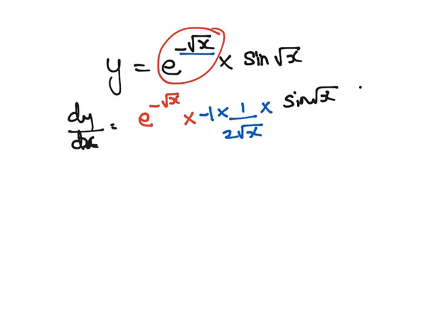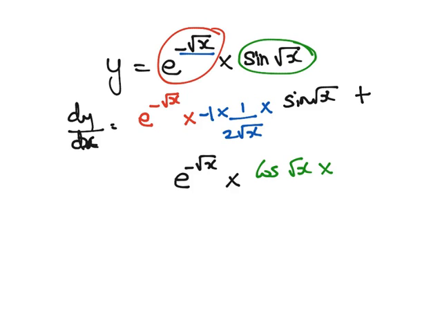So only one part is over, plus, now I'll keep the first function, which is e power minus root x, as it is. I'll multiply that with the derivative of the second function, which is sine root x. Now sine derivative is cos, so cos root x multiplied with derivative of root x, which is 1 over 2 root x. Okay, so this is the final answer. Okay, the last two problems of this video.